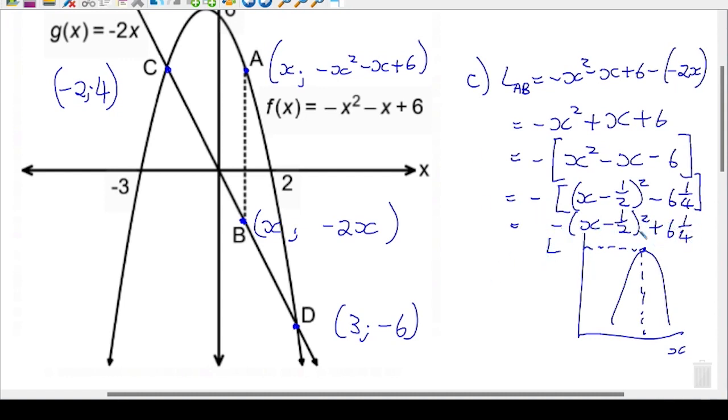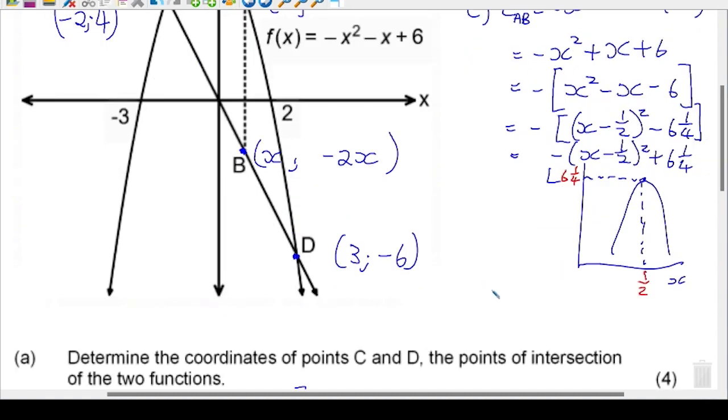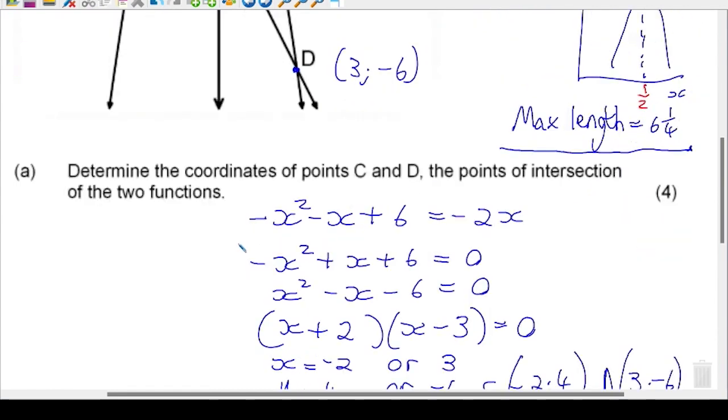And that length, the furthest those graphs are ever apart, is actually 6 1/4. Okay, we can see that because when we square something, it's always negative, right? Unless we put a half in, right, that's when we'll get 0. Sorry, when we square something, it's always positive. When we put a negative in front of it, it's always negative. And so the maximum length is actually 6 1/4. Okay, and that happens when x is a half.